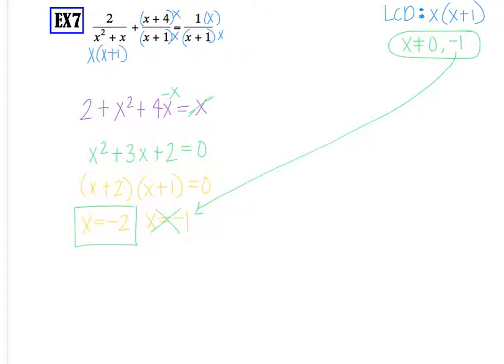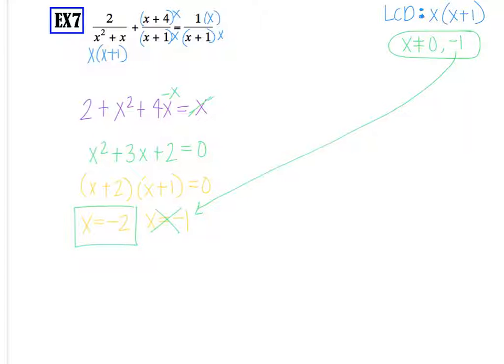So before I move forward, I want to make sure that I've noted which values of x will be restricted. So because I can't have 0 in the denominator, x can't be 0, and x plus 1 can't be 0. So the 2 values that x can't be are 0 and negative 1.